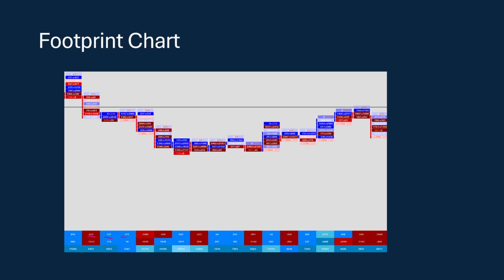So that was pretty much the whole video. The footprint chart is a very important tool if you're scalping, and the DOM is also very important.